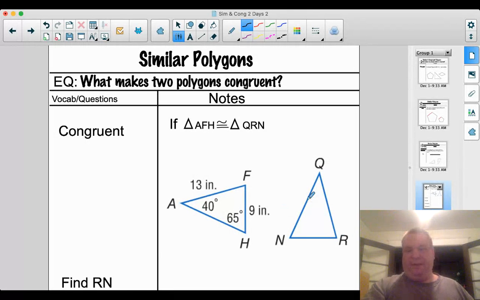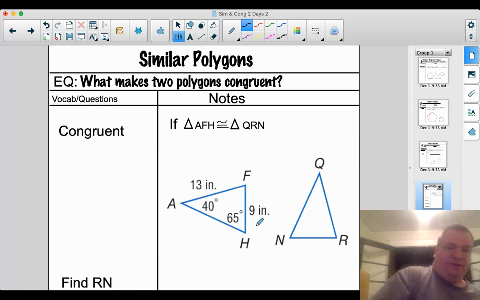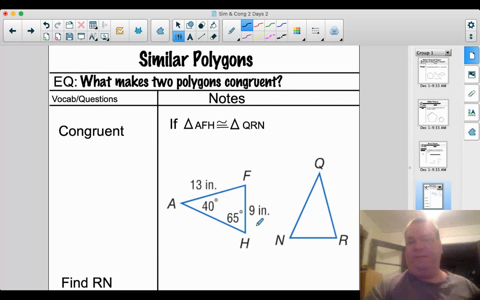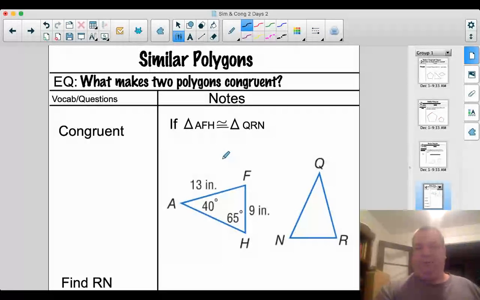Okay, now you might be able to tell how we would need to rotate this to match up with this. If you think about turning this one on its side so that the Q matches up with A, the R matches up with the F, and the N matches up with the H. That's how it's positioned. Personally, I'm not a very visual person, so that's hard for me to do. Fortunately, we got a clue embedded in how we write the statement.